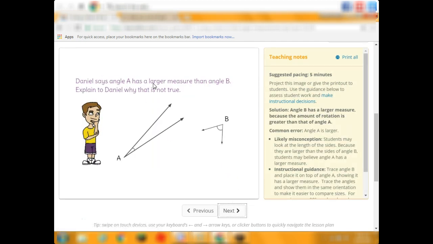Daniel says A has a larger measure than B. Explain to Daniel why that's not true. So, Daniel, it's not true because, yeah, I know they're both acute angles, but that doesn't mean that A is bigger than B. B is bigger than A because as you can see, the measure of the angle is larger than A.